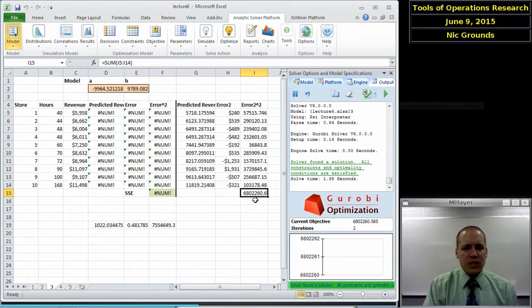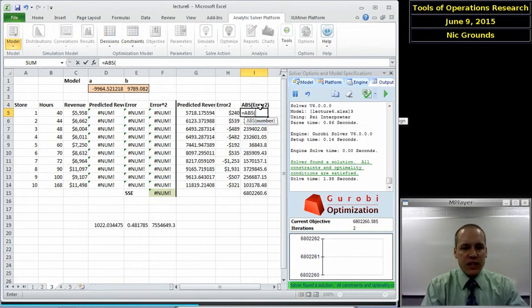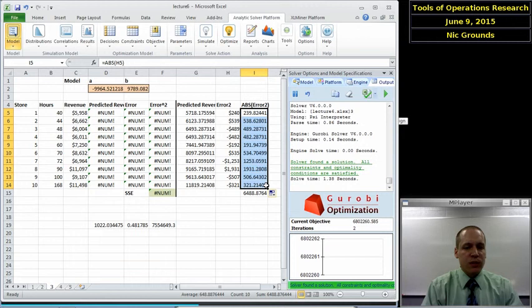Now, sum of squared errors is one way we can measure error. If you remember back to forecasting, you can also use things like absolute error. So just take the error value and make an absolute value out of it and sum those. So let's see if we did that, if it would change anything. So this is a different kind of objective now. We're changing our objective from minimizing sum of squared errors to minimizing sum of absolute errors.